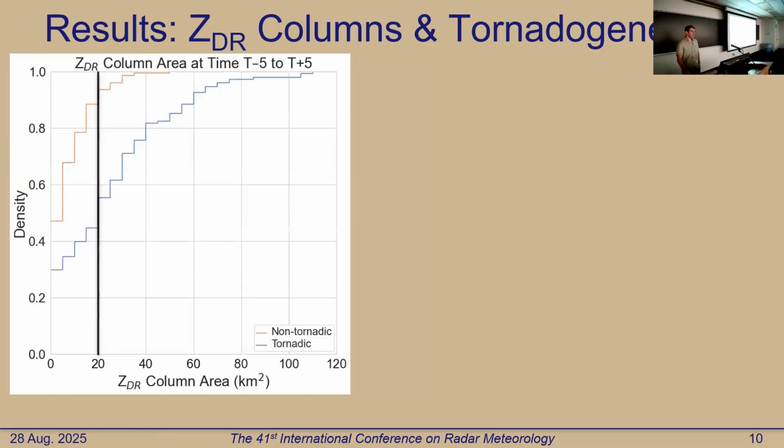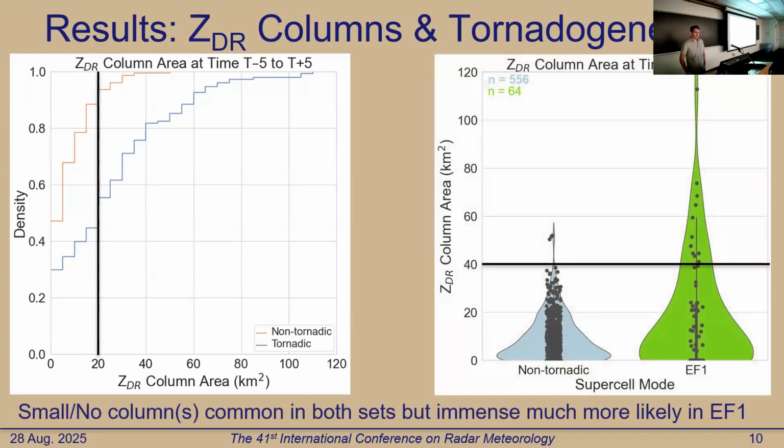If you look at the distributions, the non-tornadic on the left, 10% have maybe ZDR column areas greater than 20 square kilometers, or that's the median for the tornadic cases. So there's really a very large difference in these distributions, which is, again, somewhat surprising to me. And even if we compare it to just the weakly tornadic cases, the non-tornadic are still much less likely to have an immense ZDR column than even the weakly tornadic cases.